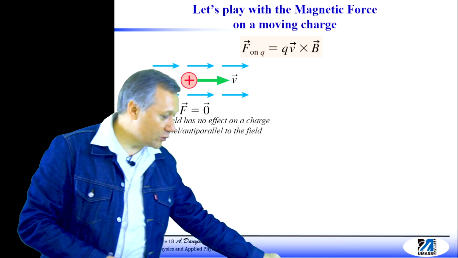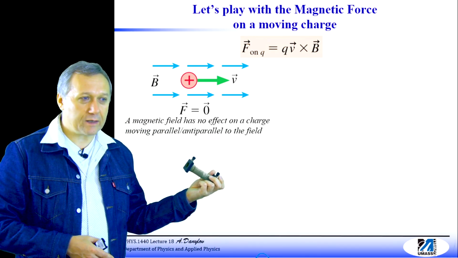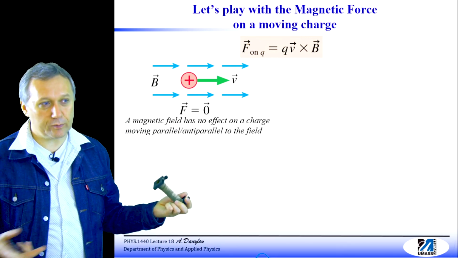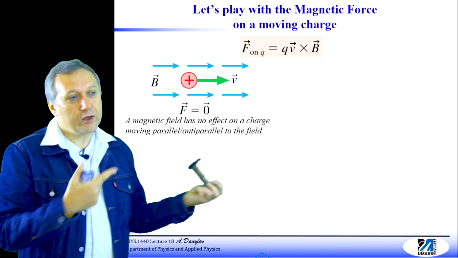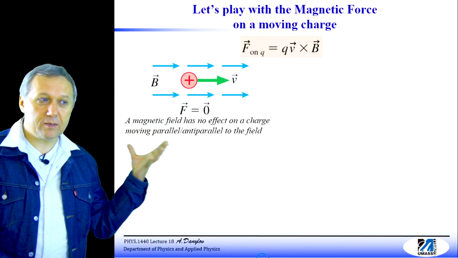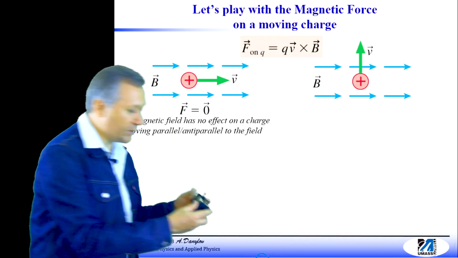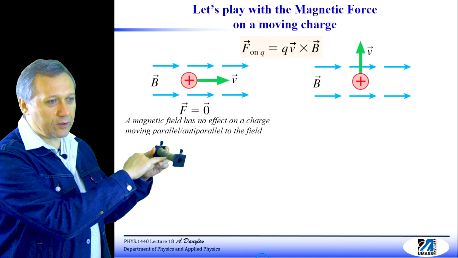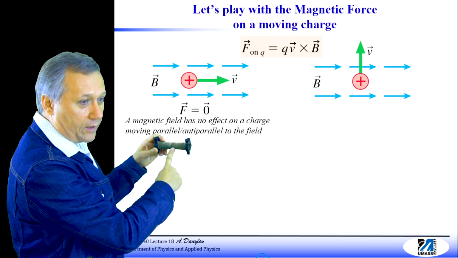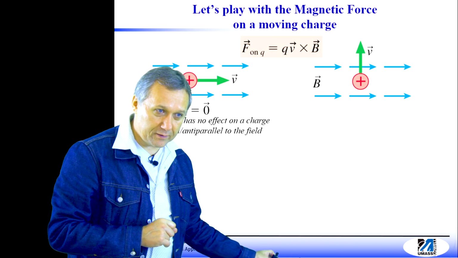So if you shoot a proton along the axis of the solenoid, it is not going to be deflected because it is not going to experience any magnetic force. Magnetic force will be 0. The particle is going to fly straight with the same speed and in the same direction. But let's change the direction. For example, what if I have a hole in the solenoid and I shoot a particle this way? In this case, velocity will be perpendicular to the magnetic field lines.